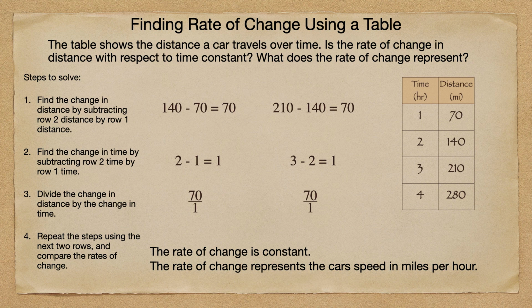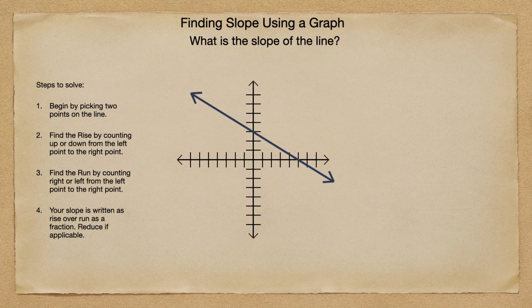Let's move on to slope. Finding slope when using a graph. What is the slope of this line represented in the graph? We're going to begin by picking 2 points on the line. As you see, I picked those 2 points. We're going to find the rise by counting up or down from the left point to the right point.